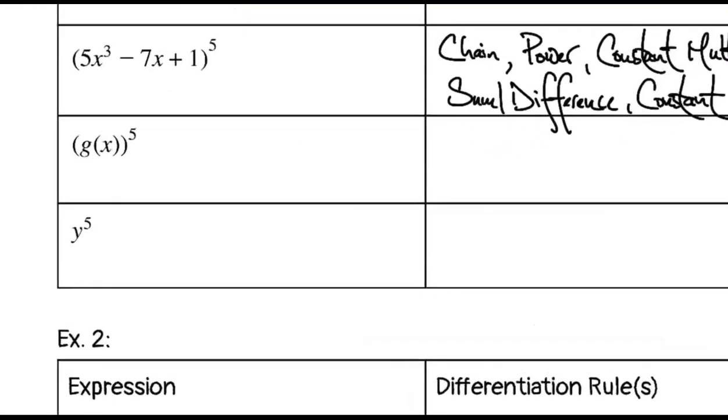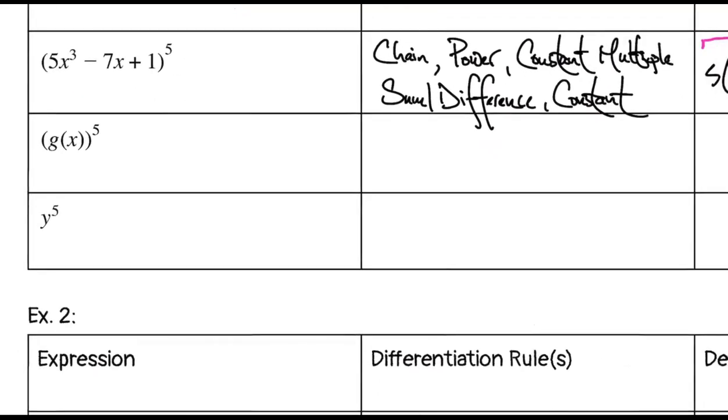So let's move down to this second expression. I have g of x to the 5th power. I'm wondering if you can tell me what rule or rules we need to take that derivative. All right, Alberto says we're going to need that chain rule. I agree. It's all the same rules, right? I think we need chain rule. What other rules might we need?